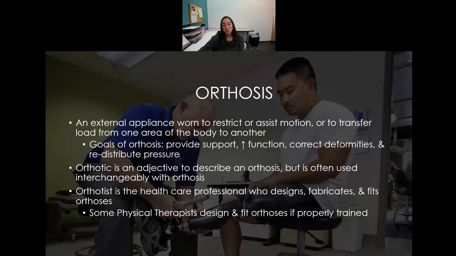Orthotic is an adjective, and it's used to describe an orthosis, but oftentimes you'll hear the words used interchangeably, and a lot of people will use orthotic to describe the actual device that's being used rather than orthosis, which would be more accurate, but it really is okay to interchange those somewhat. Orthotist is the healthcare provider who designs, fabricates, and fits the orthosis. And then some PTs are trained in this type of procedure.